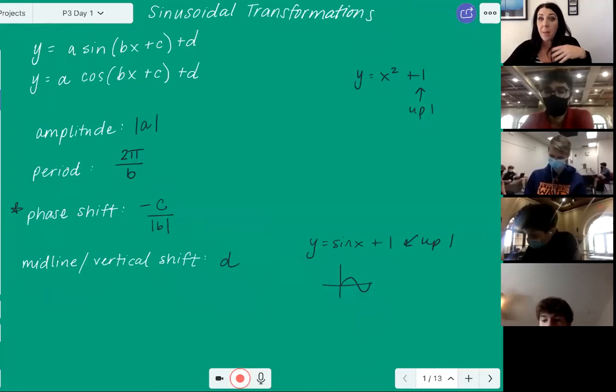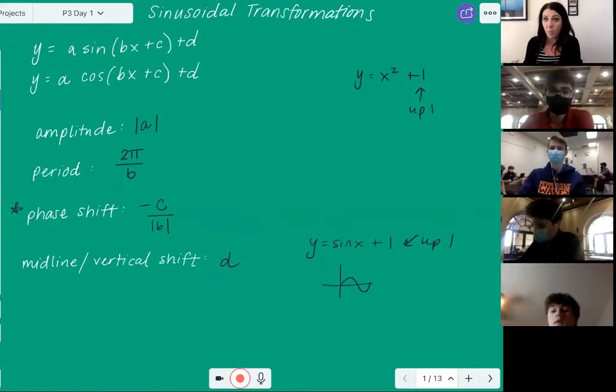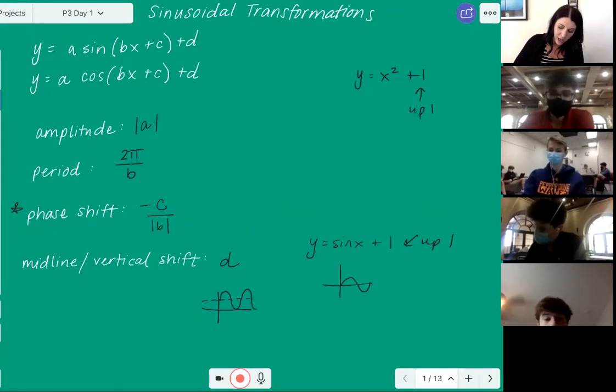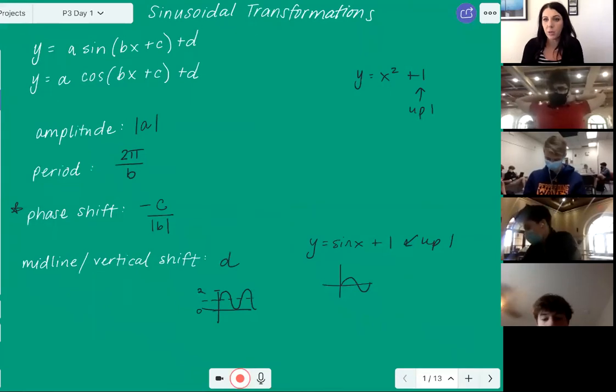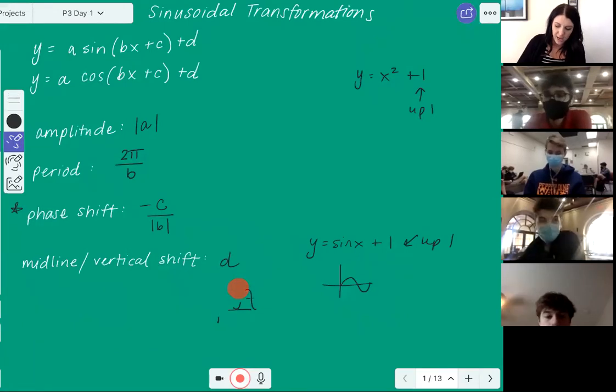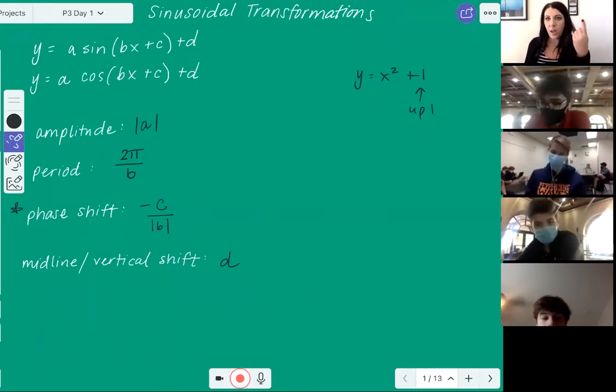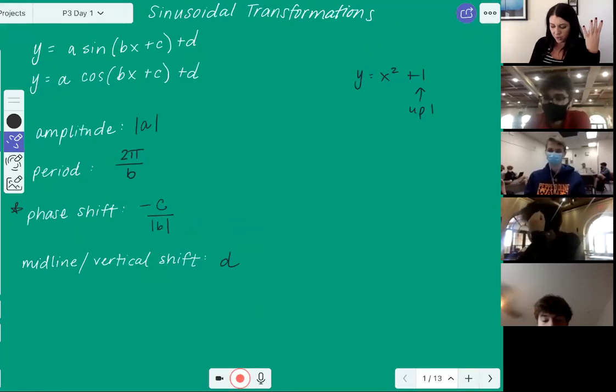And so what we mean by a midline, our vertical shift in that case would be up 1. And the impact that would have on our midline is that now the center of that curve is at 1. So it goes up to 2 and down to 0. And the midline would be 1. Does that make sense how that graph would move? Hopefully, yes. Okay. Questions on any of those ideas so far? We're going to go through some examples and find those 4 things: amplitude, period, phase shift, and vertical shift.